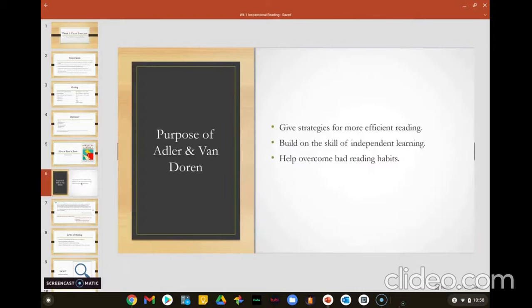So the purpose of reading this book in this class is because it's going to give you more efficient reading strategies for comprehension to help you in your more advanced courses that you're going to be beginning soon at Multnomah. It's going to help you build on the skill of independent learning. So especially in online classes, much of the learning you are going to do is going to be self-directed. And then lastly, it may help you overcome some bad reading habits that you picked up from your earlier education.